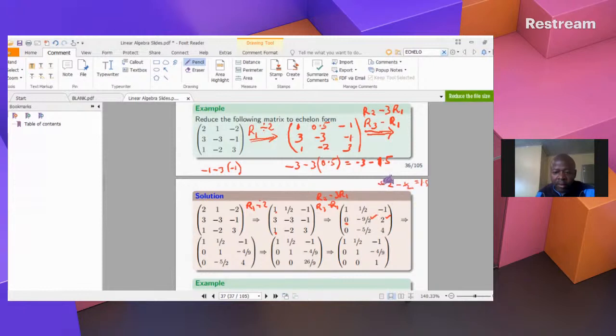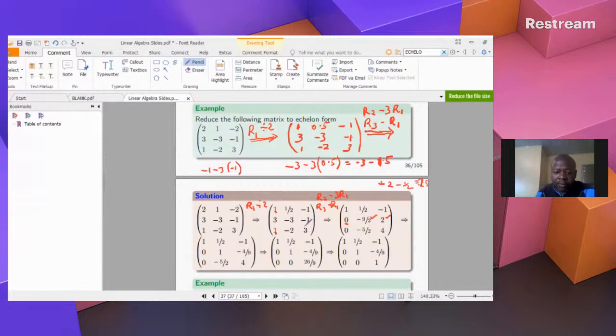So this minus and this also minus. So it gives me minus 2.5. This is minus 2 minus a half. That gives minus 2.5, which in fraction is negative 5 out of 2.